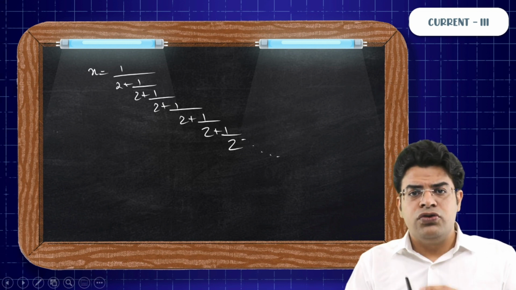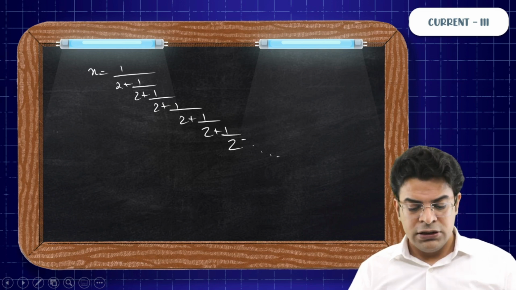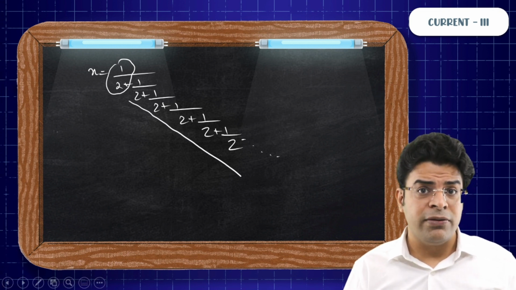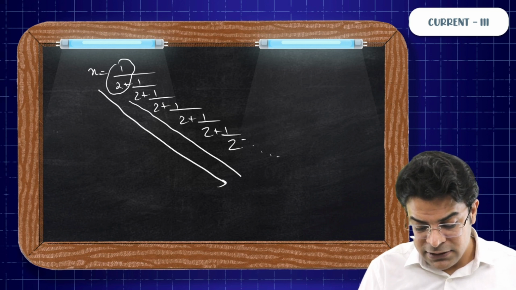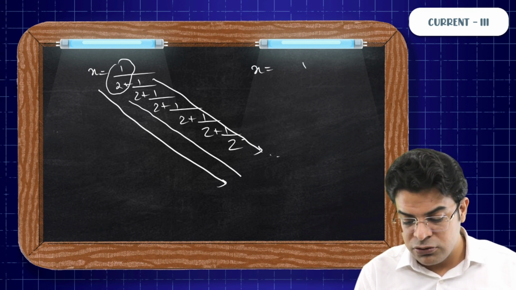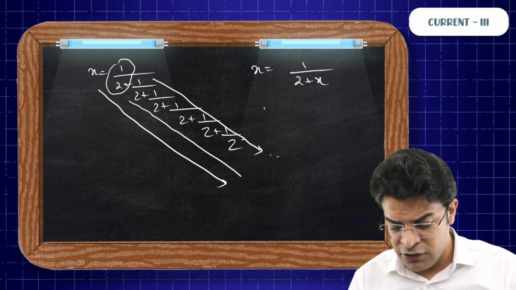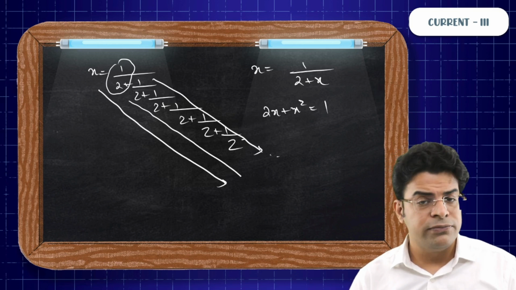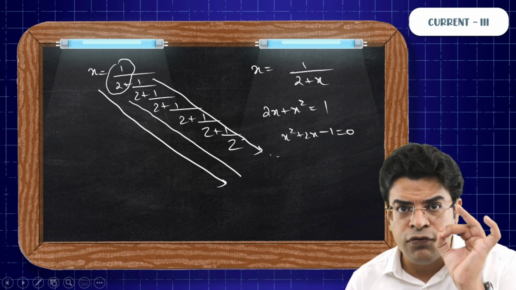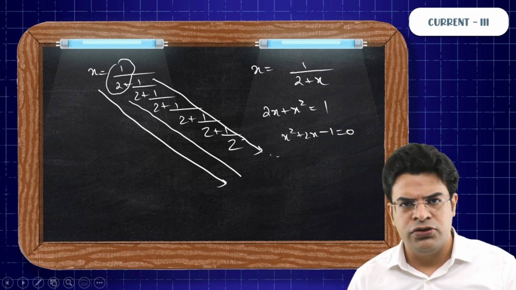Now the way to solve this infinite question which has been taught to you in your earlier classes is that if you hide this upper part and start looking from here, it's the same thing. So if this whole thing is x, then starting from here till the end, it is also x. So you can write from here x equals 1 by 2 plus x. And then you can solve this particular equation to find the value of x. So you will get 2x plus x square equals 1, or x square plus 2x minus 1 equals 0. From the solution of the quadratic, x equals minus b plus minus under root of b square minus 4ac upon 2a, I can find out the solution, and that will be the value of x.